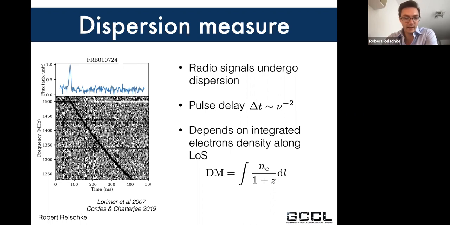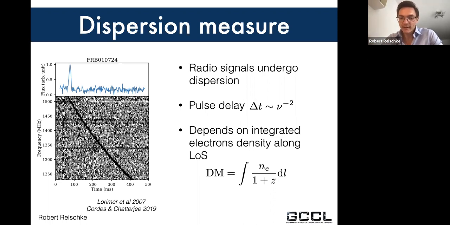or the arrival time. And you have this typical power law here, and this is basically what you measure. And the proportionality constant depends on the integrated electron density along the line of sight. So the Coulomb density, if you integrate it from the source to the observer. And this is what is called the dispersion measure.